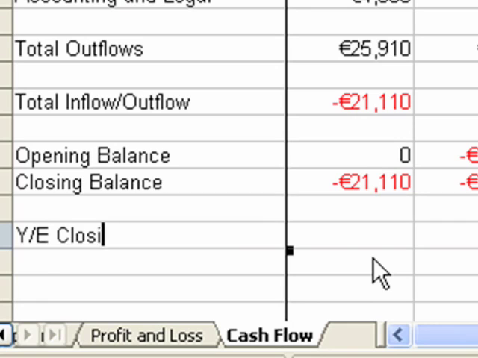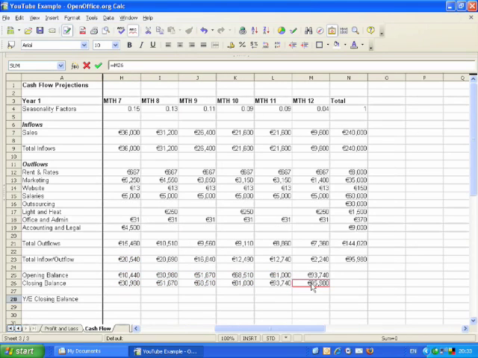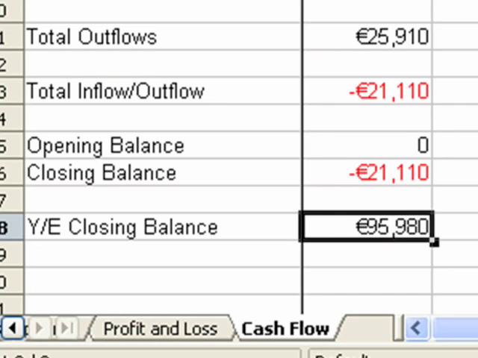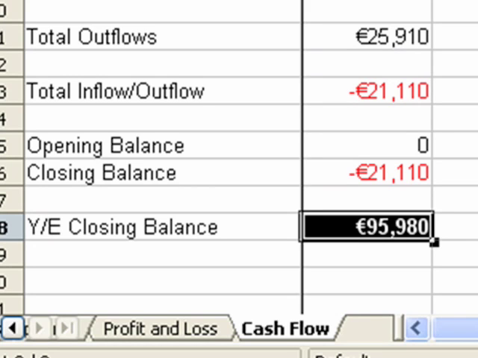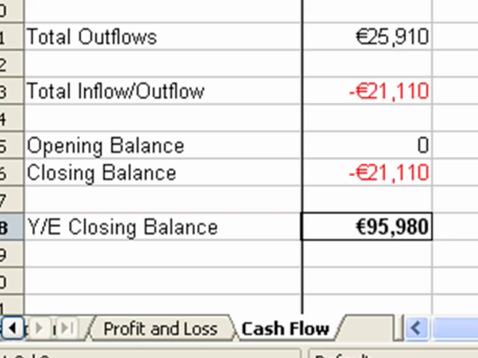And the most important figure for us that we're going to put in our balance sheet is the year-end closing balance, which is the closing balance at the end of month 12. So that's our simple cash flow. We're going to look at a slightly more complicated cash flow in the next video.